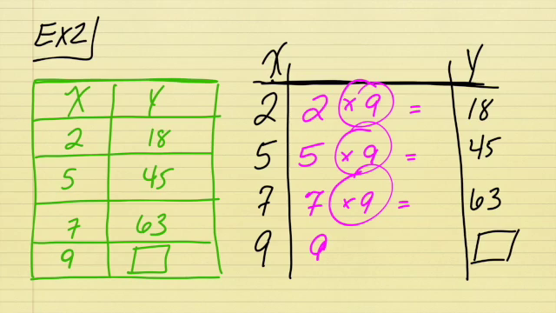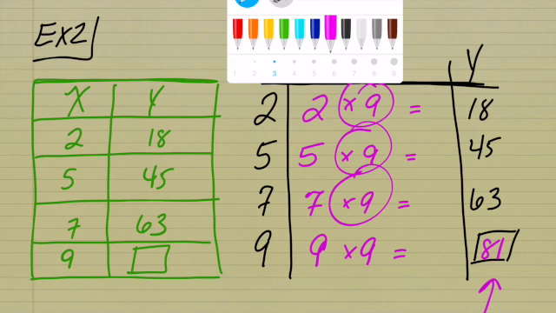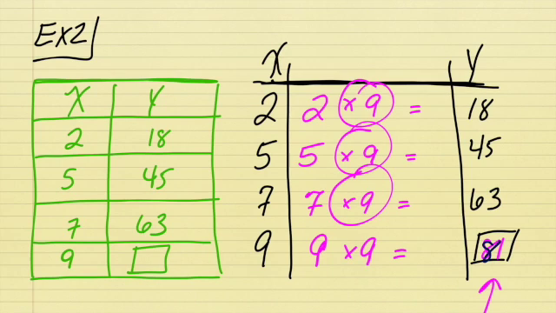So do the next one. We have a 9. Let's do times 9. What do we get? 81. Okay, so that was our first job. We filled in the blank. Use the rule: 81 goes there. Now write the function rule.